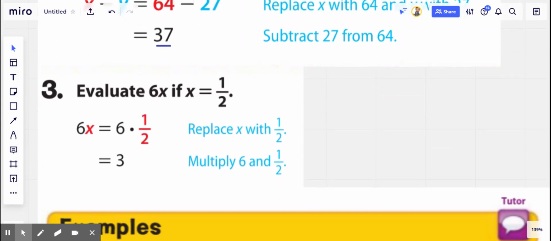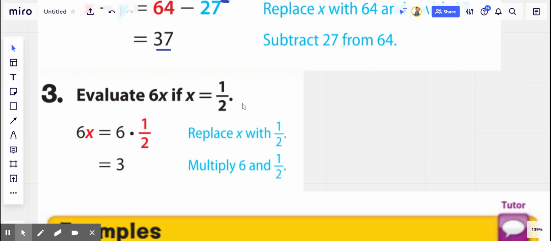Let's look at number 3. Oh, here we're dealing with a fraction. It says evaluate 6x if x equals 1/2. 6x, that means 6 times whatever x is. Well, they're letting us know that x equals 1/2. So 6 times 1/2 would be 3.